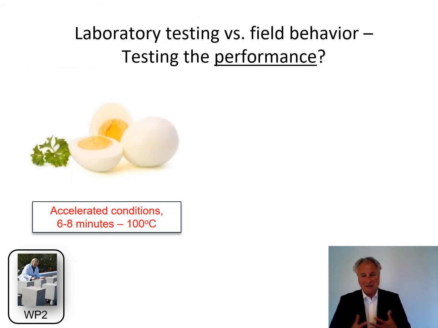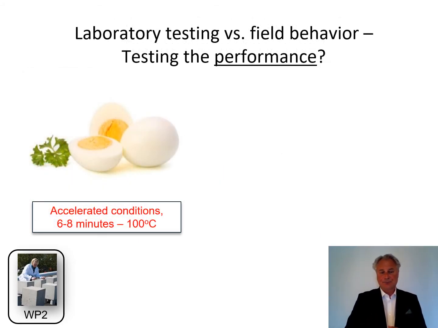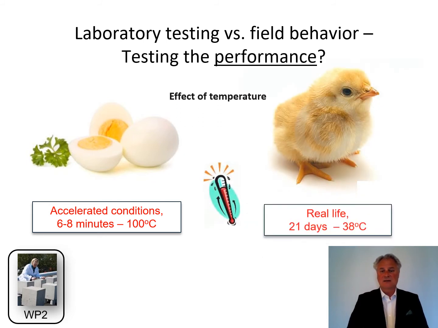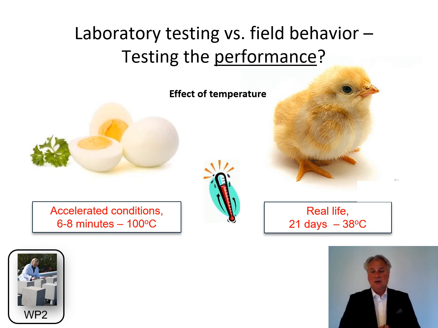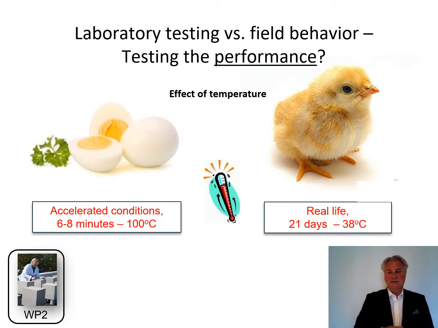We do know that in the laboratory, if you are accelerating the conditions and you have a higher temperature, you know that if you take an egg and put it into 100 degrees boiling water, you will get a boiled egg after 6 to 8 minutes. If you take the same egg and put it at 38 degrees, well, then you get the chicken after 28 days. So the outcome in real life compared to the laboratory is quite different if you have accelerated conditions. So we have to take care and look at the effects of temperature. And those are things we are looking into.